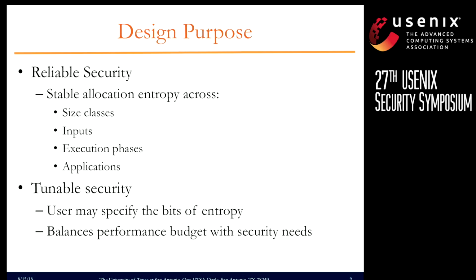So for an allocator to offer reliable security, we would like it to provide stable randomization entropy across all size classes, inputs, execution phases, and applications. This would mean that the user should be able to precisely specify a lower bound for the entropy, and the allocator will guarantee to provide at least this minimum level of security.